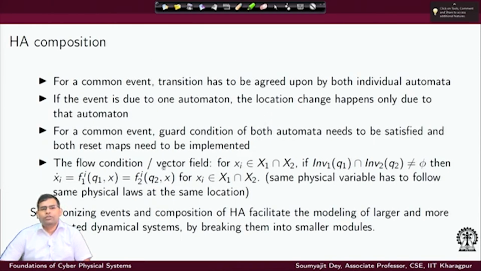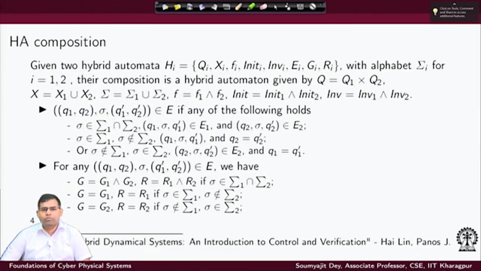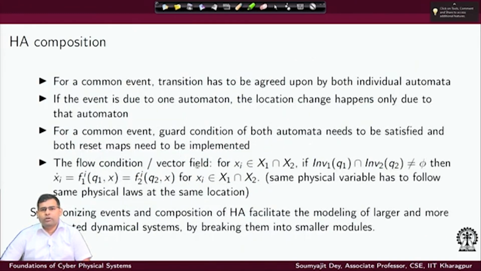Now, coming to the flow condition or the vector field. Pick up any common variable x which is a member of both the automata, and suppose it satisfies the invariant conditions of the individual locations of both automata. That means this intersection is non-null. Then what must be happening is that this is a common variable, so it cannot obey two different physical laws at a time. It has to obey only one physical law of evolution.